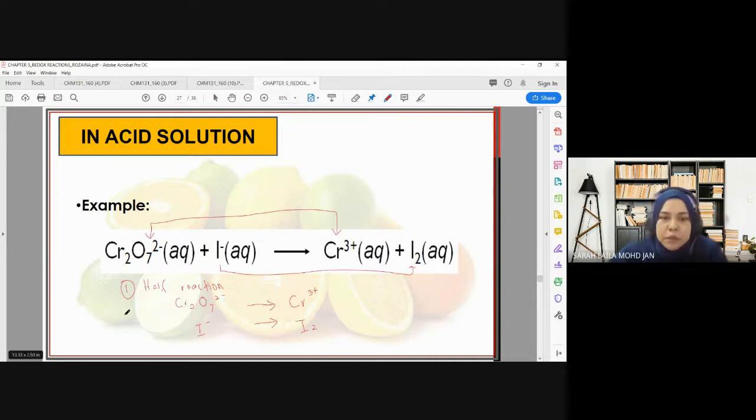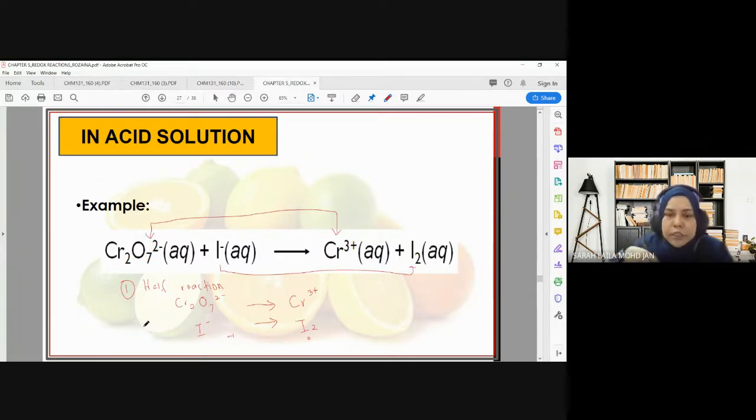Kita nak tengok siapa mengalami oxidation atau siapa mengalami reduction. Okay, kita tengok oxidation number. Ini -1. Pilih salah satu saja yang paling mudah. This one is -1 to 0. So -1 to 0, gain ke reduce? Oxidation number increase. Okay, good. So bila dia increase oxidation number, proses apa?